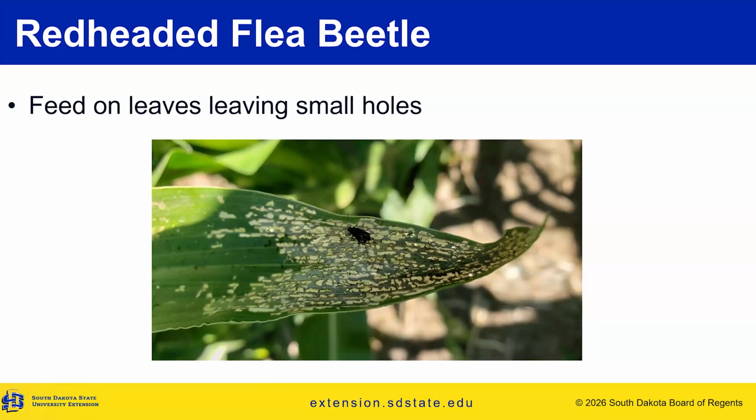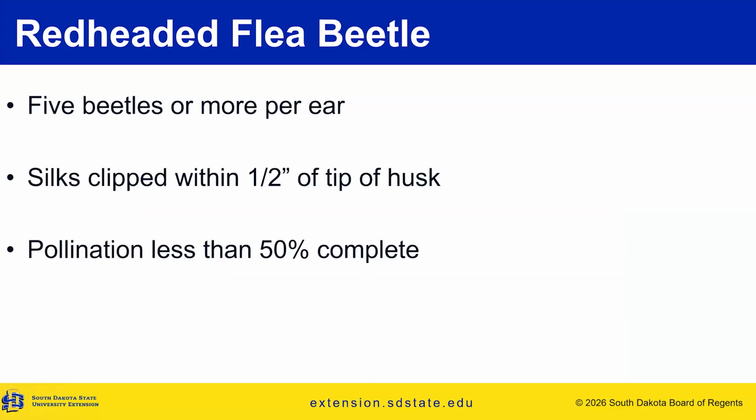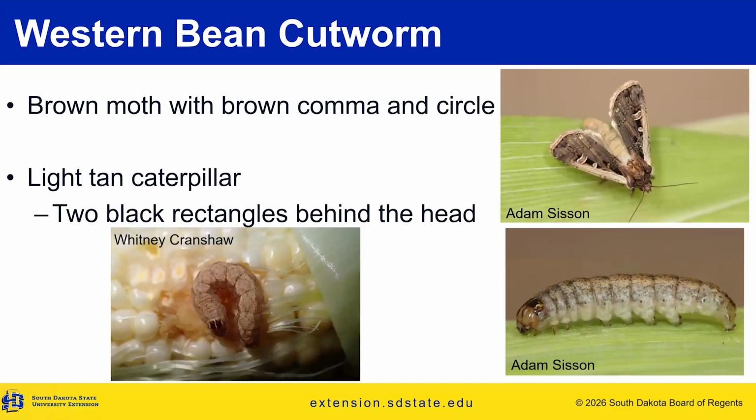They'll feed small holes in the leaves, giving it this kind of pinhole appearance. If you get a lot of them, they can cause some defoliation, but the other issue is they will feed on the silk. So if you have a lot of flea beetles present, you can get some silk clipping occurring. And so it's essentially the same threshold as for the corn rootworm, 5 or more beetles per ear, silk clipping, less than 50% pollination.